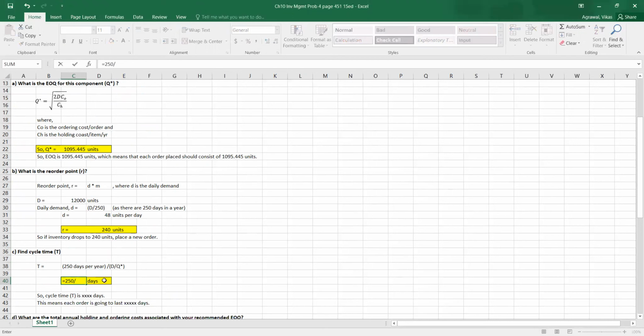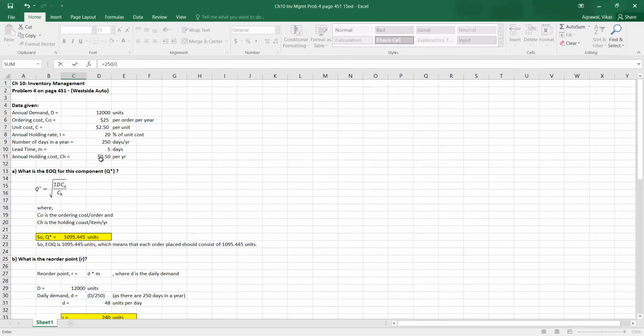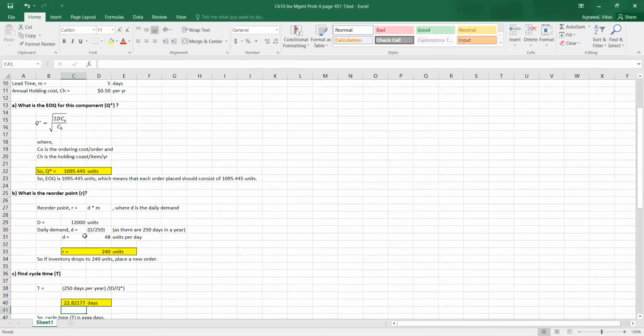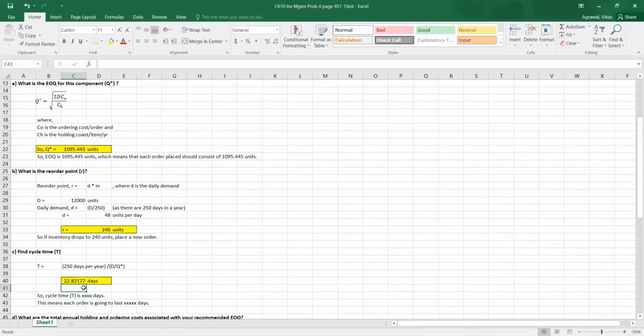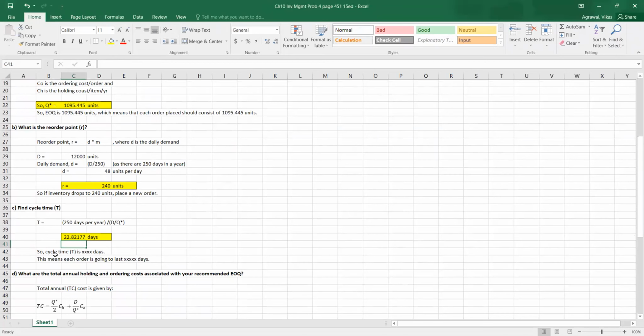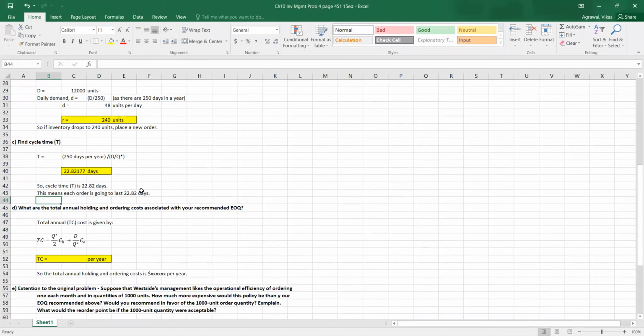250 divided by annual demand, which is 12,000 units, and divided by Q, which is economic order quantity, is this much. Okay, and that equals 22.82 days. So cycle time is 22.82 days. This means that each order is going to last 22.82 days. Okay, so that was number 3.